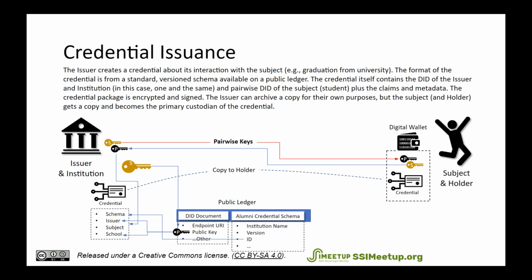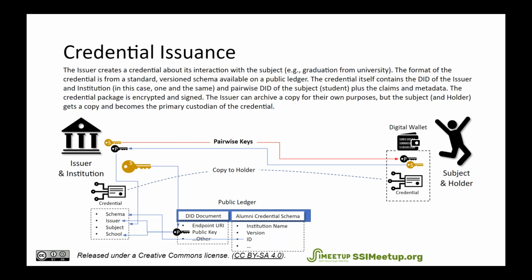And then there's also out on the public ledger, and this is something we haven't talked about before, credential schemas. You can think of these as templates for credentials. Again, one might be for "I've graduated from college," another might be "I have a driver's license." There are all kinds of different credentials out there, but these will be standardized and versioned and so forth. So the subject calls the institution and says, hey, I'd like a credential. I graduated from your school, please give me a credential saying that I did that.